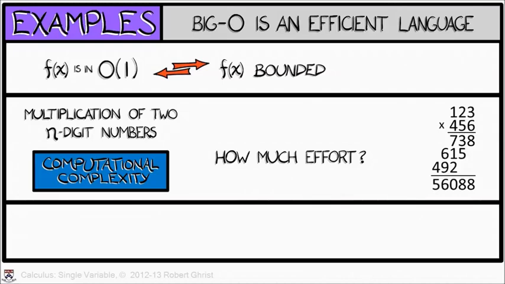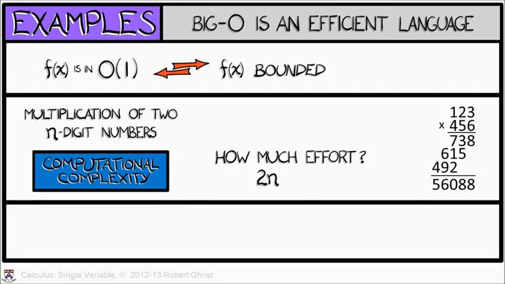To multiply these two numbers together, I need to take each digit of the second number and multiply it by the entire first number. That is n elementary mathematical operations. Well, maybe it's not n. Maybe we should call it 2n because you have to multiply 6 times 3, 18, write the 8, carry the 1, etc.